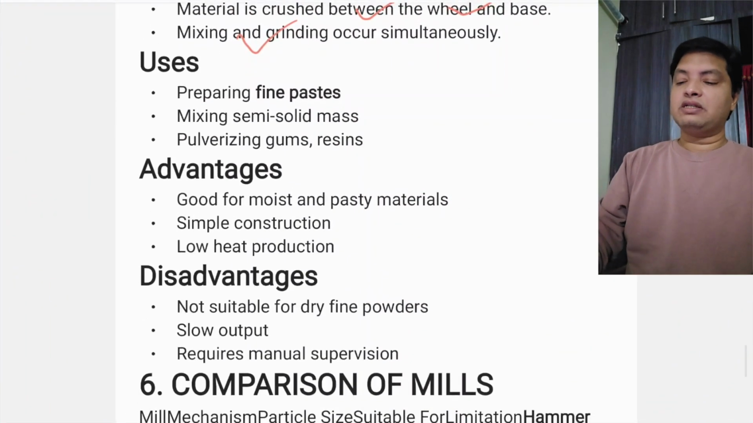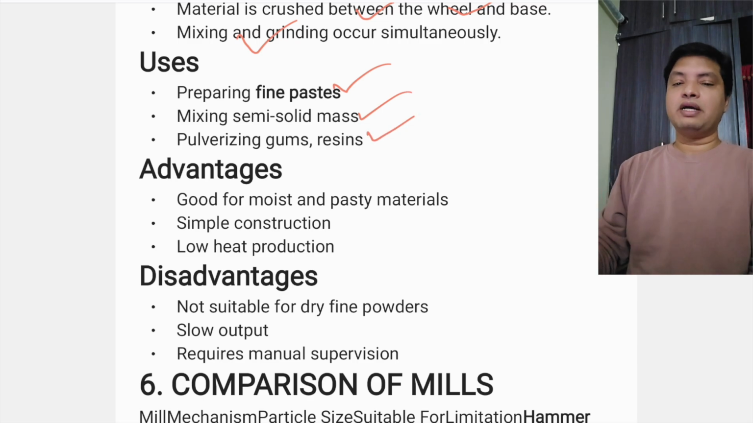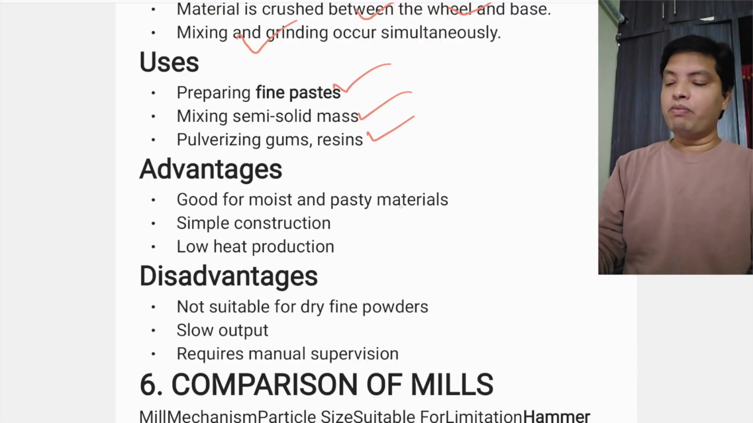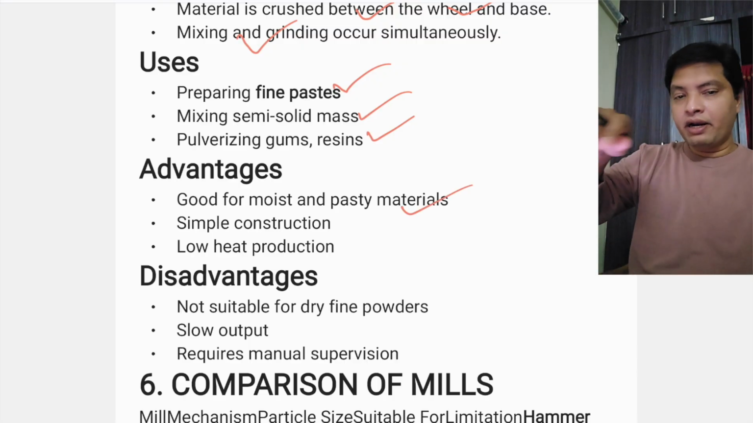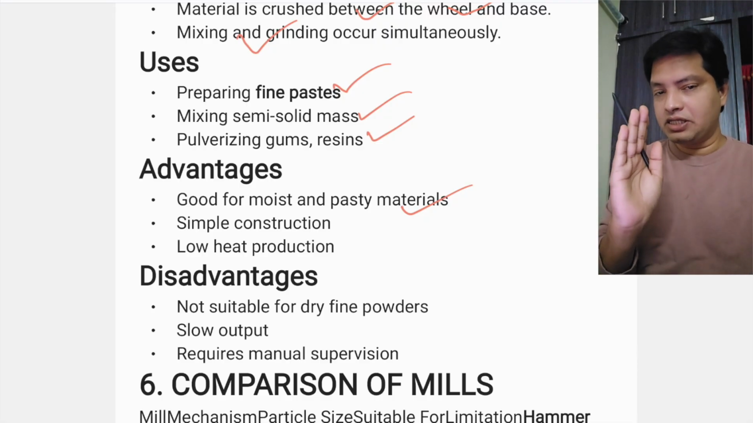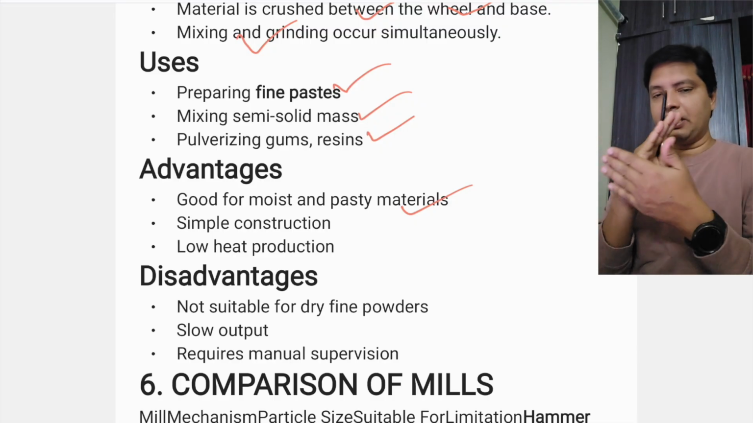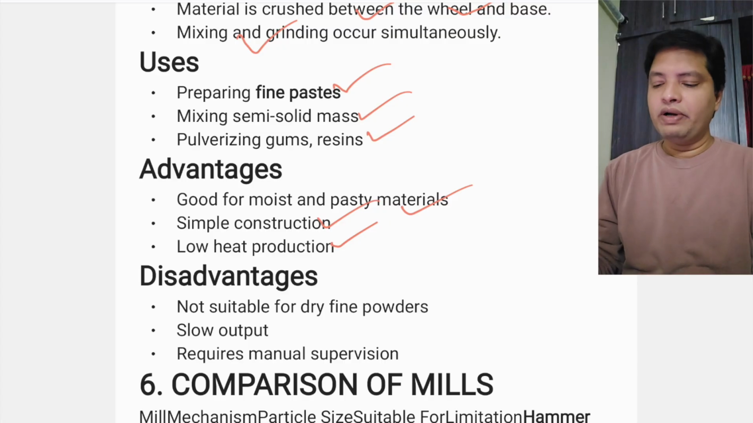Uses: fine paste, semi-solid mass, pulverizing gums and resins. That can be done by the end runner. Advantage is good for moist and pasty material. If the material is pasty, it is also no problem. We saw that the end runner will be at the end of the machine. So here the paste material will be crushed like this. It will be rotating and the paste material will be crushed. Simple construction, low heat production.